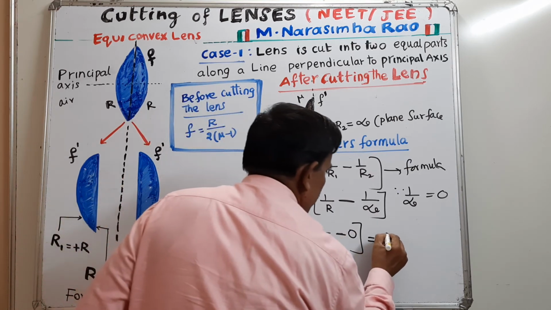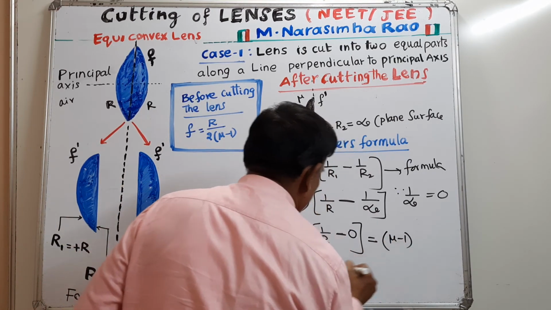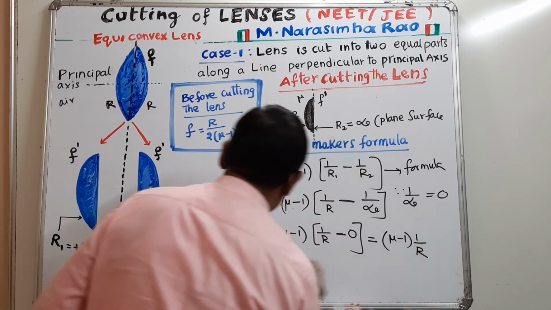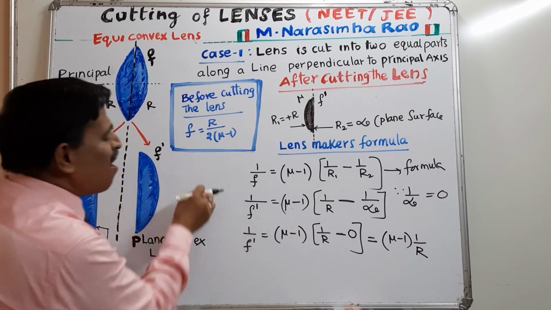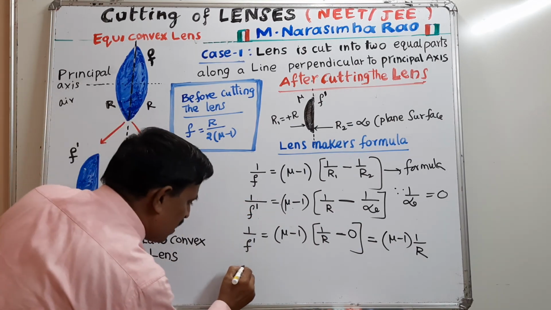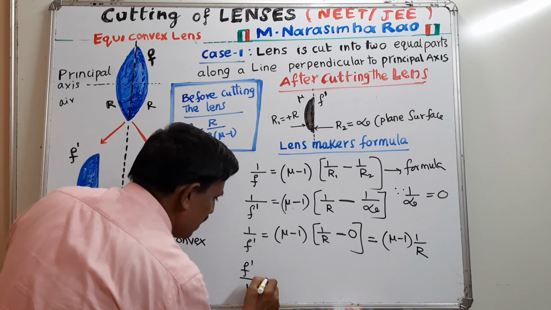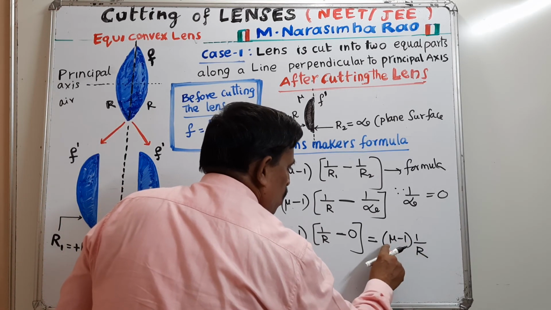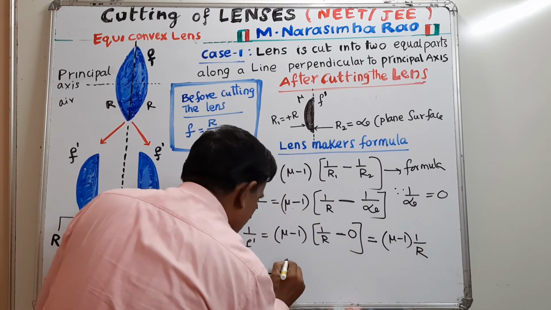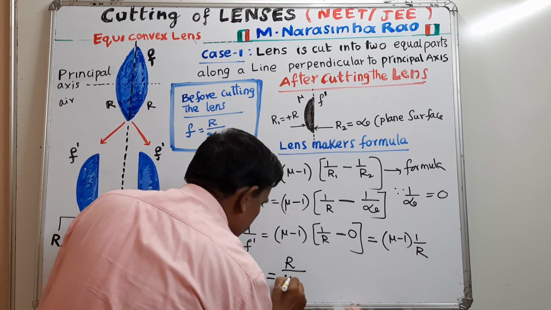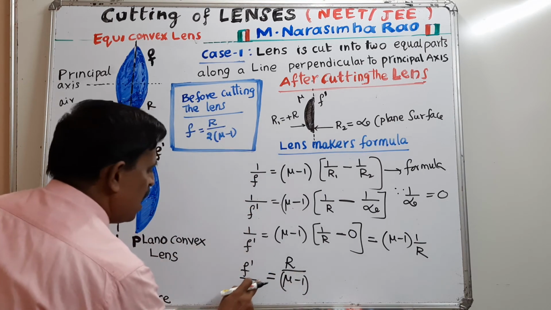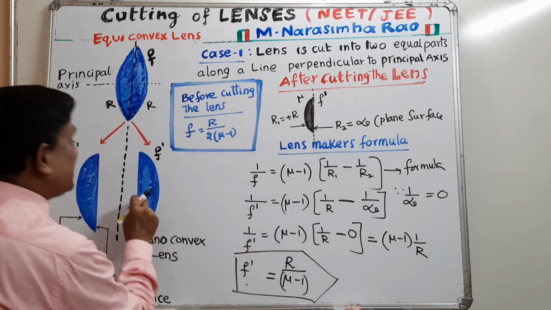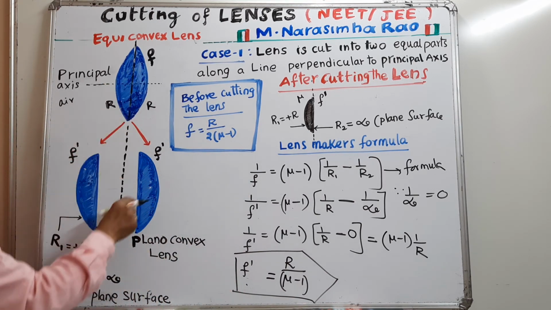Mu minus 1 into 1 by R. 1 by F dash, reverse the order. F dash by 1 is equal to R by mu minus 1. Now, this is the focal length of each piece after cutting the lens.